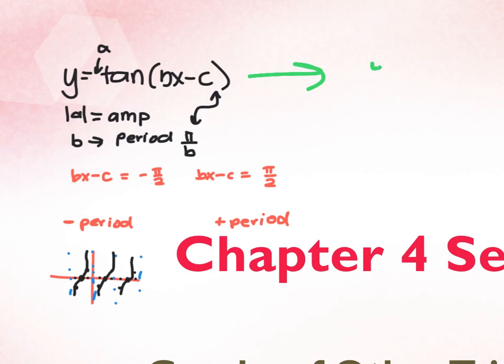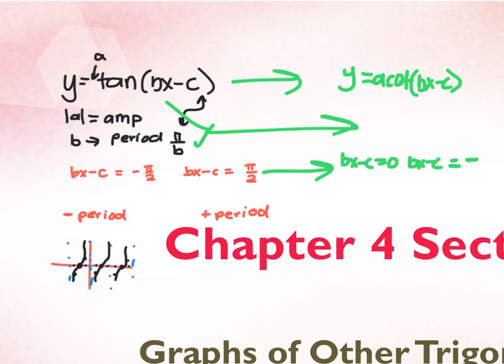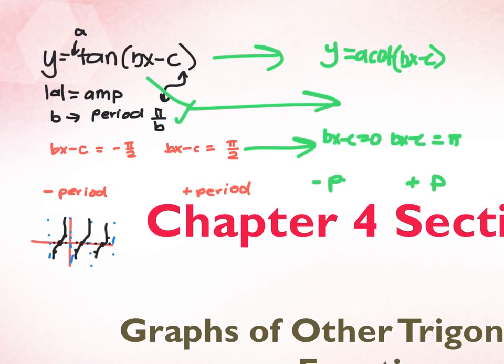The difference is, again, it would be a cotangent of bx minus c. These are the same, okay? The difference comes here. So I set bx minus c equal to 0 and bx minus c equal to pi for cotangent, because that's where cotangent's undefined. And then I do the same thing, subtract the period from the one on the left, add the period to the one on the right, and then set up your asymptotes.